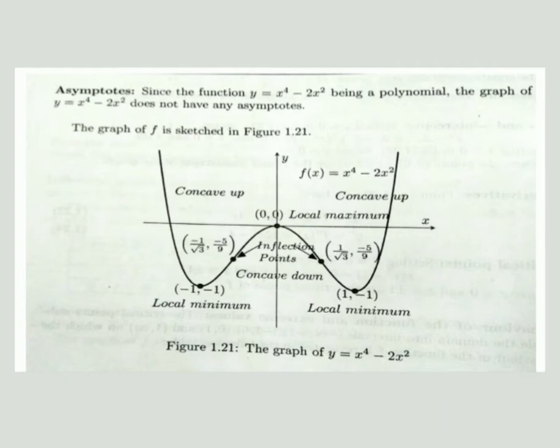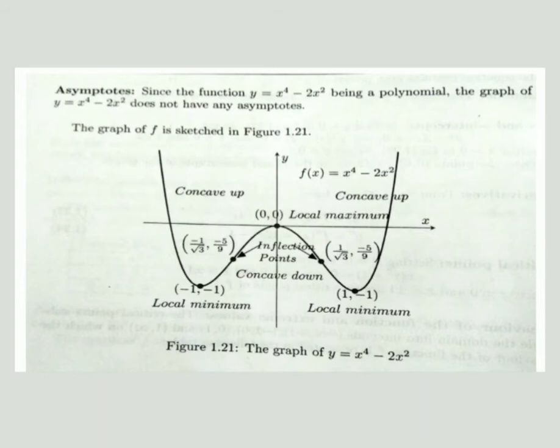See, we have a local minimum at minus 1, minus 1, then the graph goes upward again. So the local maximum will occur at 0, 0, the origin, and again downward, again a local minimum will occur at 1, minus 1. Observe that. And again we have 2 points of inflection, that is 1 by root 3, minus 5 by 9 and minus 1 by root 3, minus 5 by 9. The graph is first concave upward, next concave down, again concave up. And again here at 0, 0 we have the y-intercept as well as the x-intercepts.